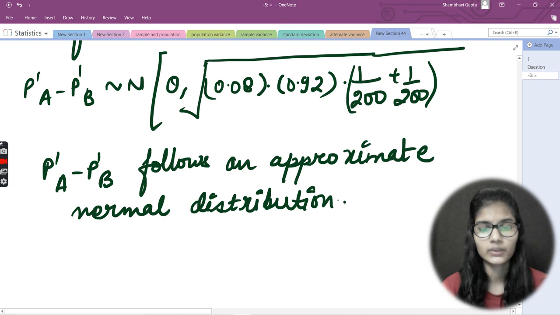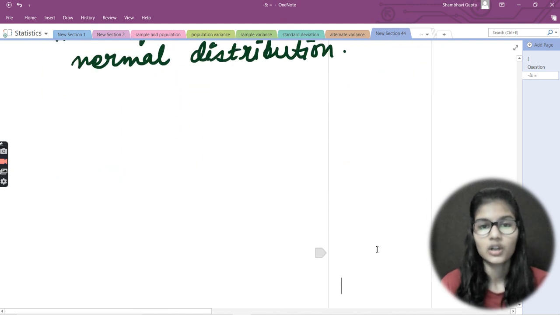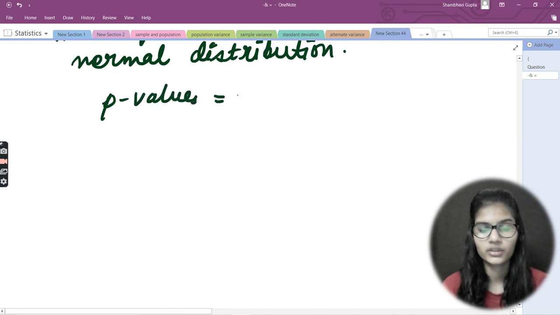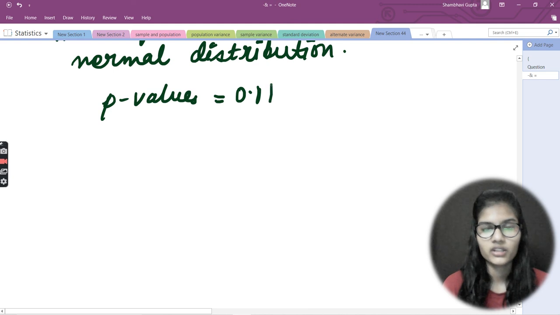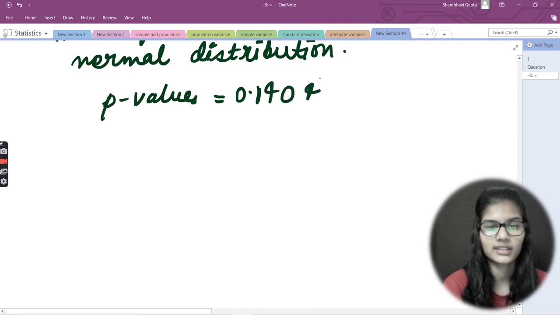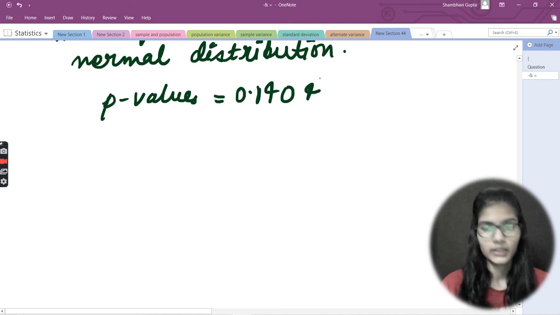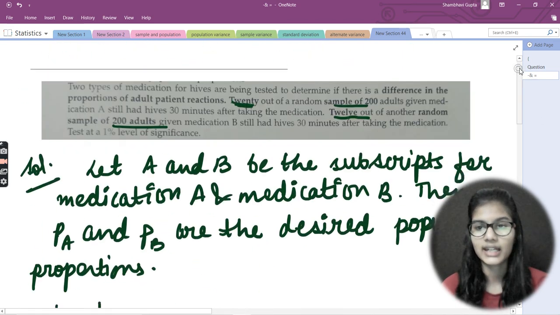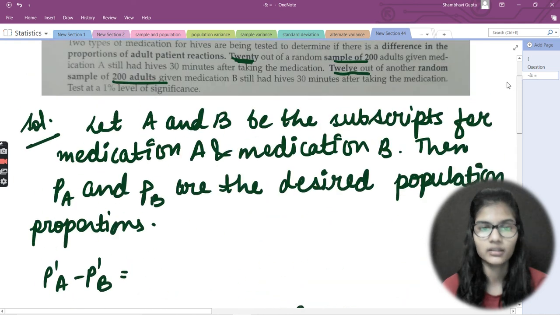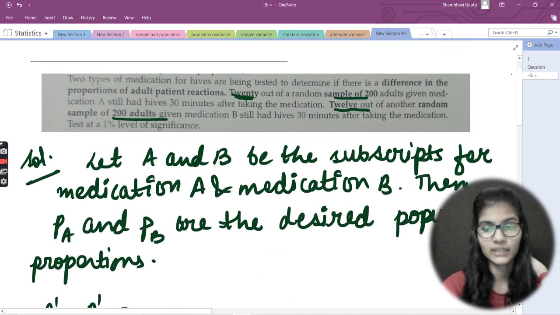Right, now how to calculate the p-value, that you actually know. I'm not going to repeat that again here because we have already done many questions regarding that particular thing. So the p-value you are going to get using this normal distribution, that is 0.1404. Just match it with whatever answers you are getting. Fine. Now we are left with finding the estimated proportions, the graphs, and giving a conclusion.